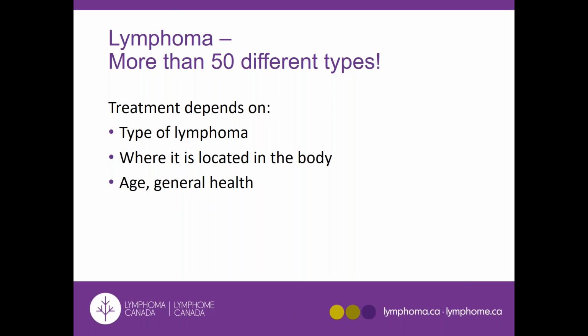Thus, lymphoma as a type of cancer comprises more than 50 different types, and probably even more being subdivided as we speak. So really the treatment of a patient depends on the type of lymphoma, where it is located in the body, as well as age and general health.